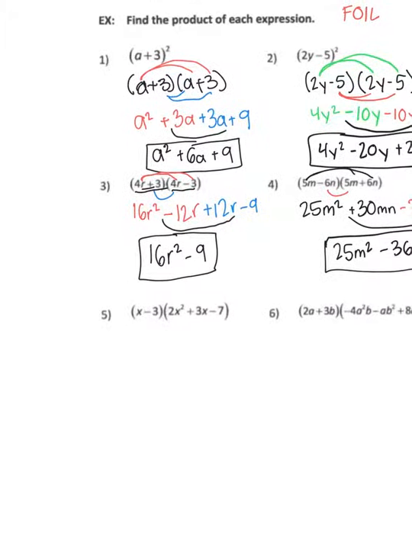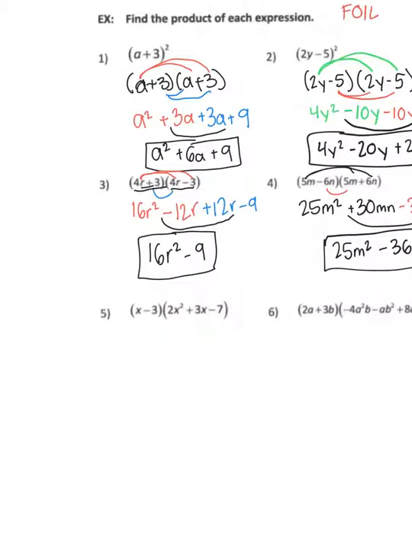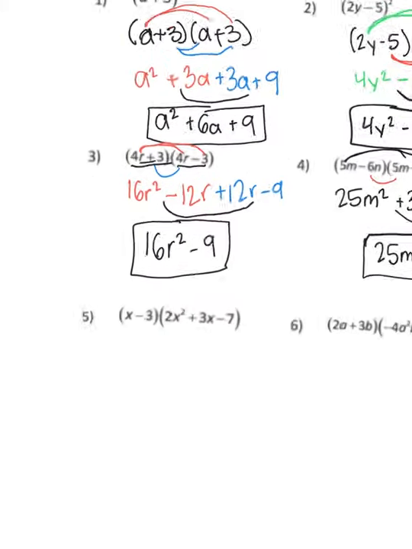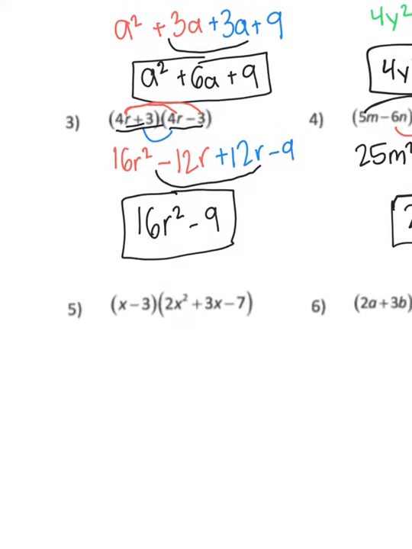Okay, two more problems. Let's do number 5 next. We've got x minus 3 times 2x squared plus 3x minus 7. So in this case, we've got three terms. We've got a trinomial at the end. We're multiplying a binomial by a trinomial.